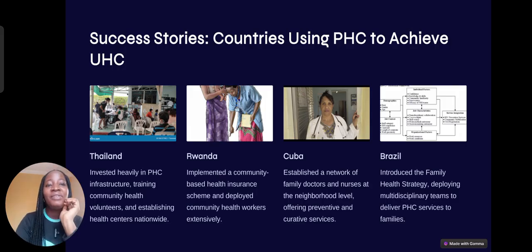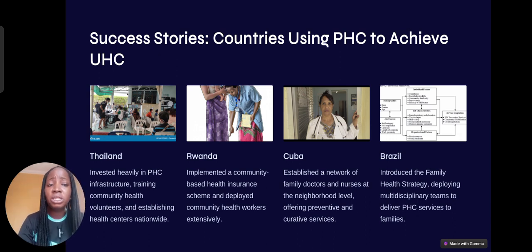Wow, I really love that. In our country, Nigeria, okay, we have the National Health Insurance Scheme, which is at the federal level, made for federal workers. Then in some states, they have the state health insurance scheme. What do we have at the community level? That's what I always ask, okay, do we have that? So Rwanda has been successful in implementing this community-based health insurance scheme and deployed community health workers extensively.